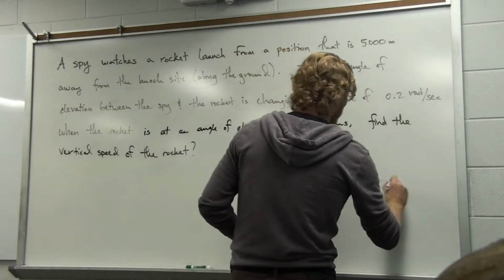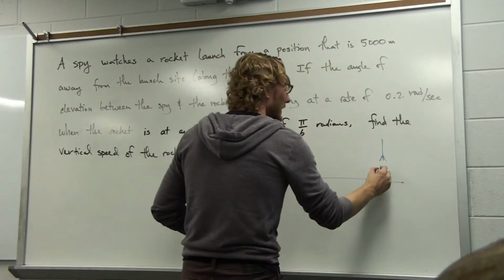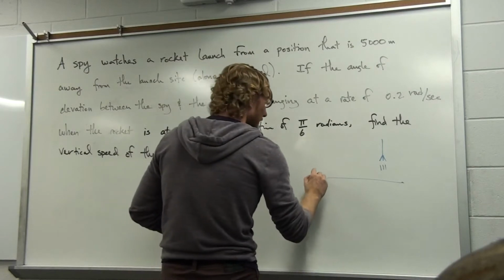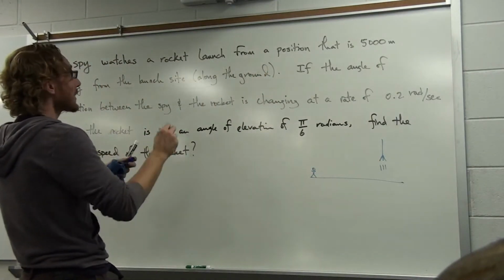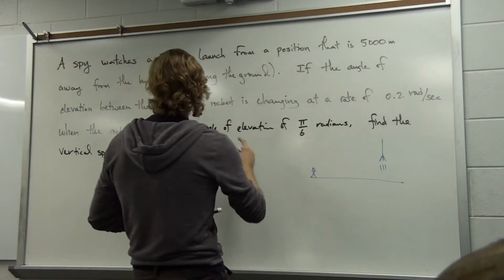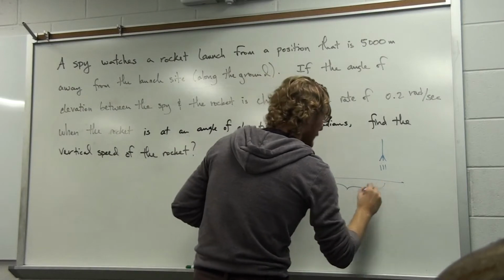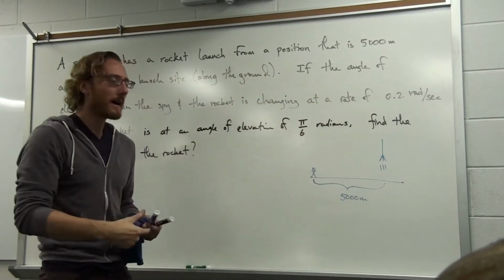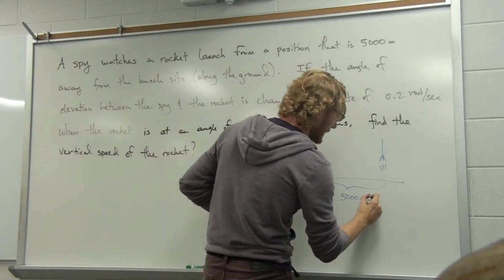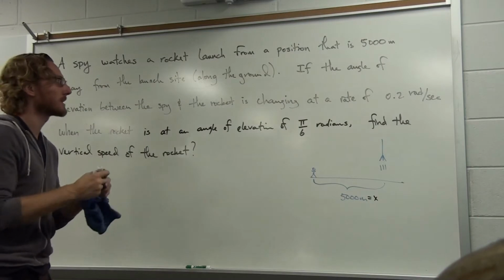The spy is watching a rocket launch. So here's a rocket that's launching. Here is our spy. Our spy is watching it from a position that is 5,000 meters away from the launch site along the ground. So here the spy is 5,000 meters away. As we saw in the last example, and as we tend to do traditionally, let's just call that measure x, the horizontal measure. That would seem to make sense.